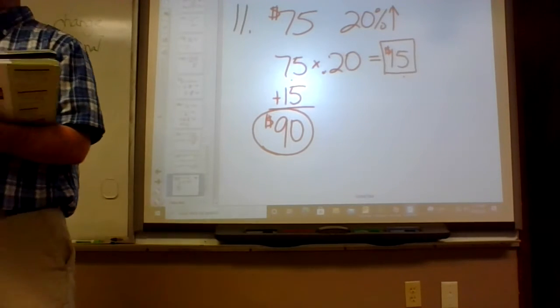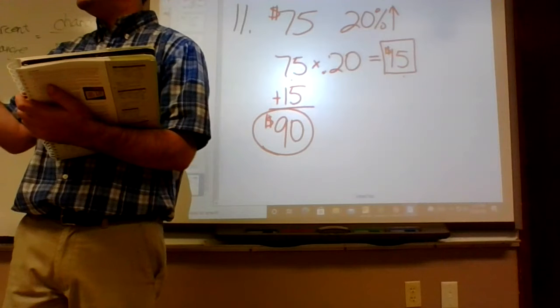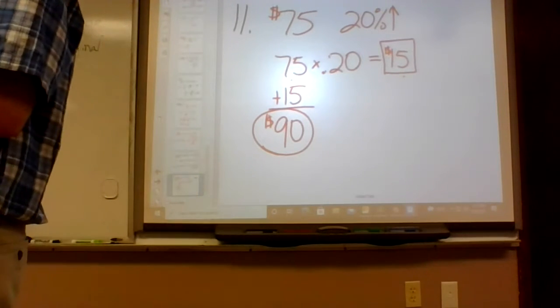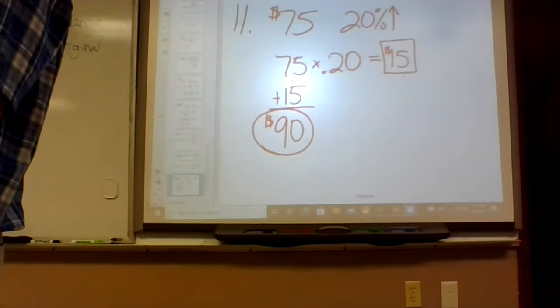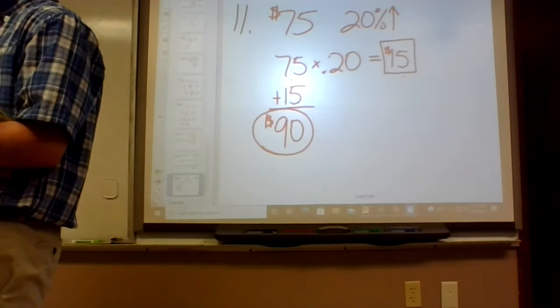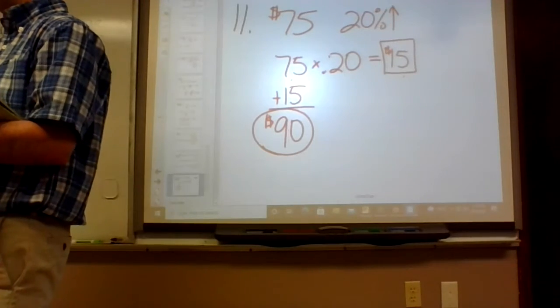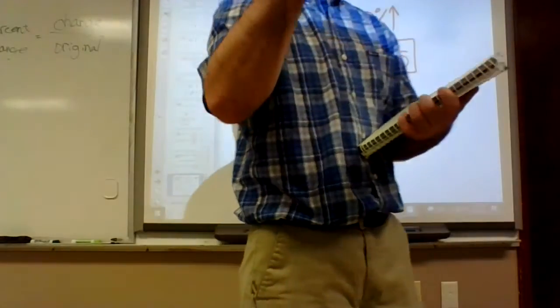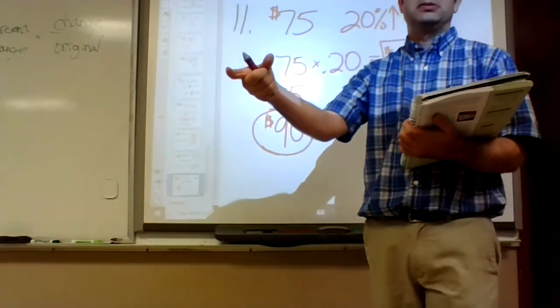So it's A times B equals C, again, right? Then after we got the third column, $15, we added that back to the first column. So A plus C equals D. You guys understand what I'm saying? We did A times B to get C, and then we did A plus C to get D.